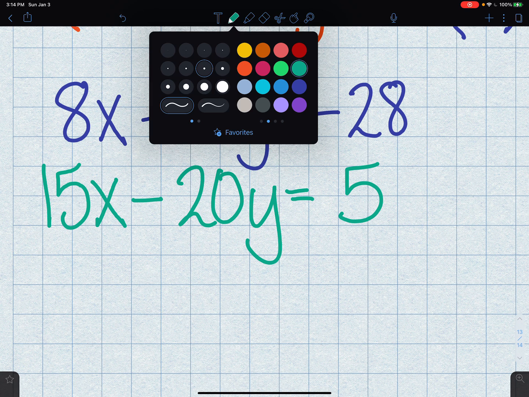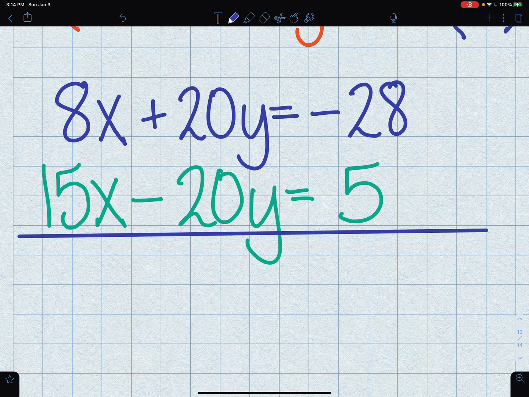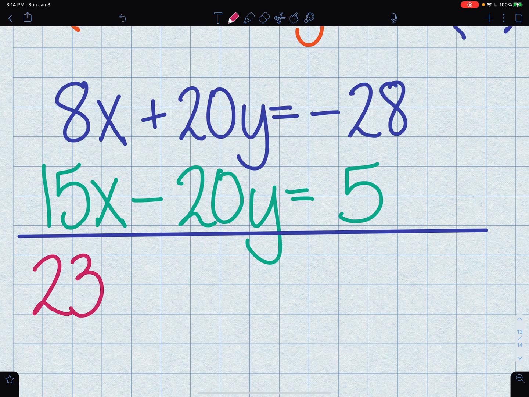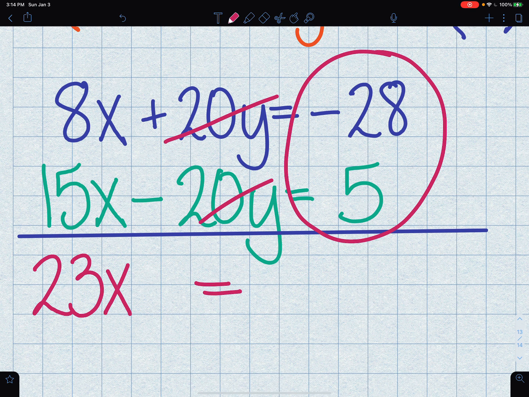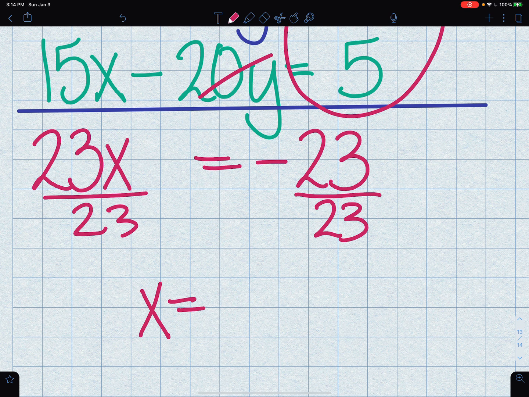All right, now we use the SpongeBob method. We eliminate something by adding. We're going to add these together. 15x plus 8x is going to be 23x. The y's we just eliminate. Then it's equal to negative 28 plus 5, which is negative 23. Oh, sweet, look. We divide by 23, and x is negative 1.